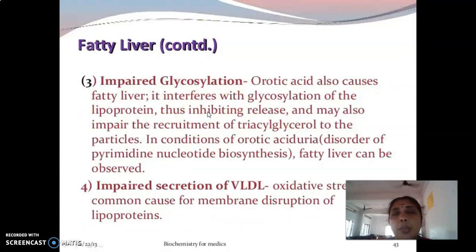Will come across in the protein metabolism, orotic acid and all. So it impairs the glycosylation of the lipoproteins, thereby increasing the formation of fatty liver. Then impaired VLDL synthesis: maybe synthesis will be happening in the normal manner, but the release will be defective, maybe due to some oxidative stress, or if there is any defect in the membranes. So the secretion will be impaired.